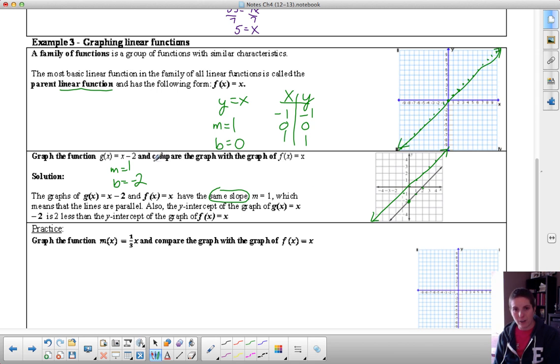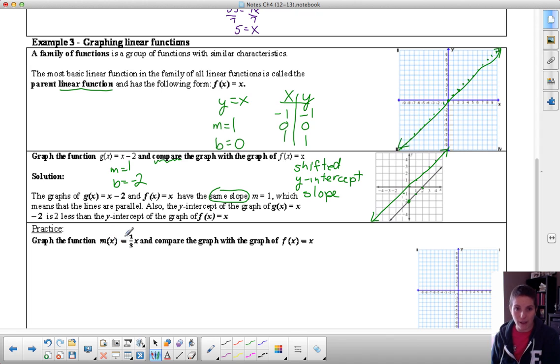When they ask you to compare, things that you want to think about is using the word shifted. You want to think about using the word y-intercept. And you want to use the word slope. If you can work those 3 words into your comparison, you will have gotten all the pieces I'm looking for. So let's go ahead and practice.